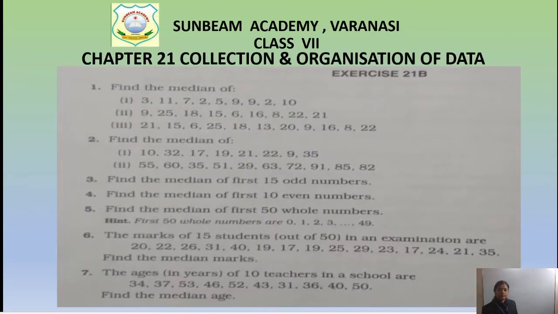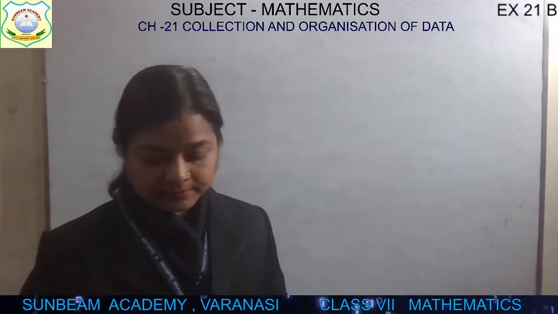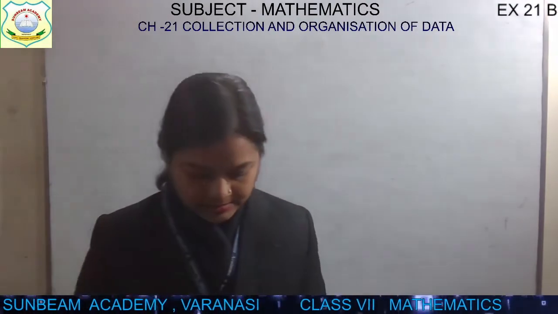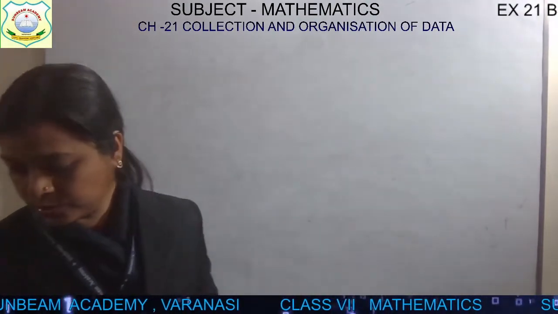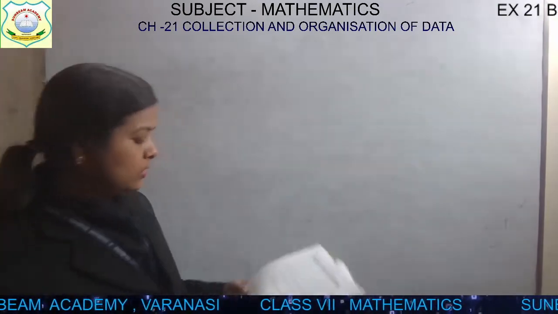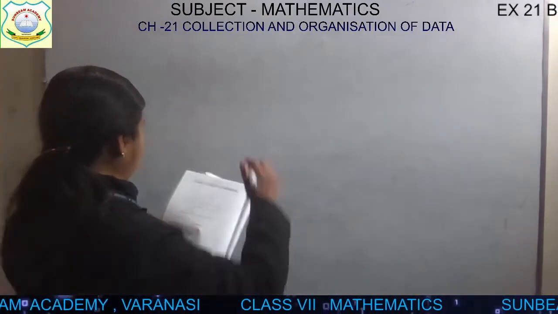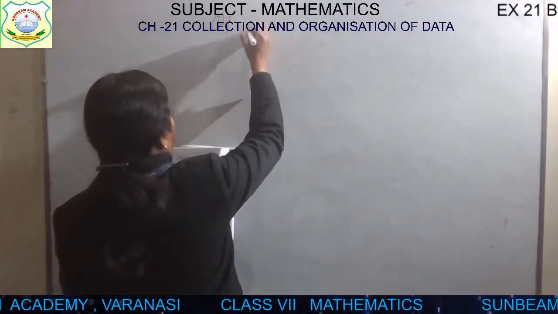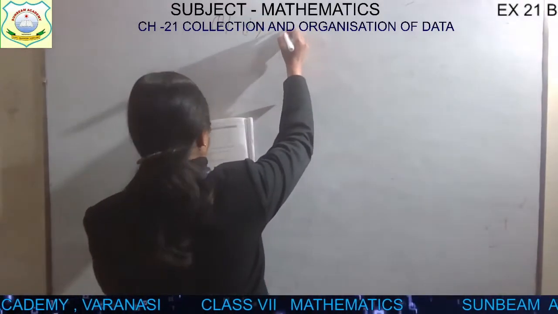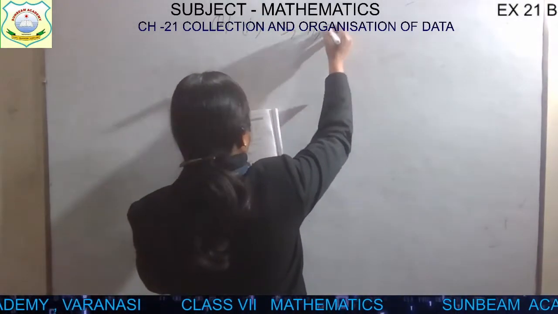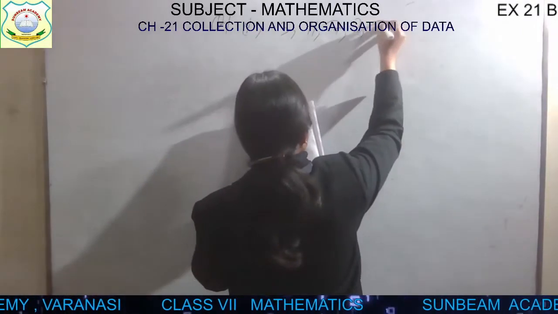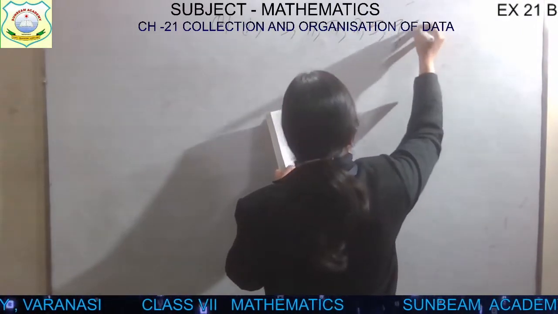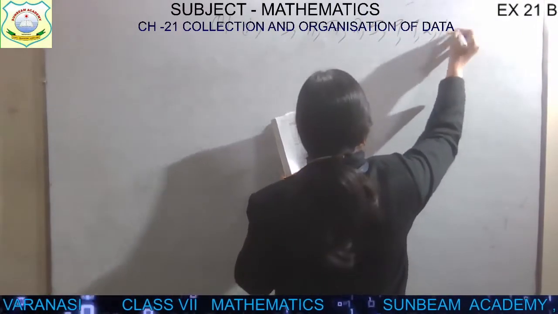See this question, exercise 21B, question number 1, and let's solve the first part. So the first part is in my book, so you must have your book with you. Question number 1, find the median of. Question number 1, first part. So I am going to write the numbers 3, 11, 7, 2, 5, 9, 9, 2 and 10.